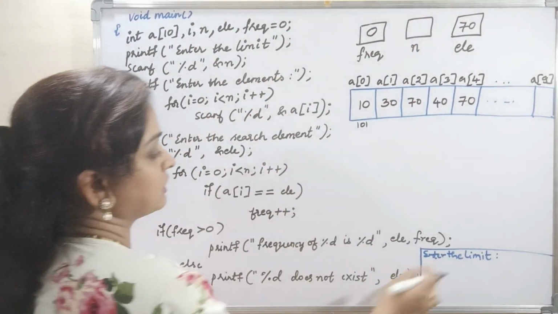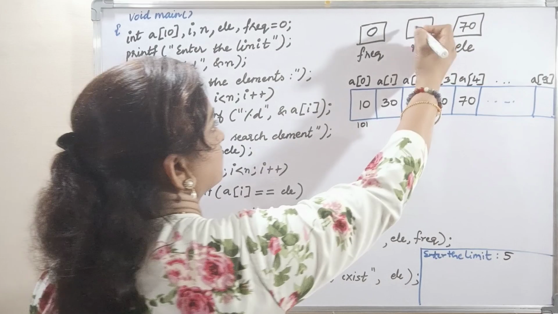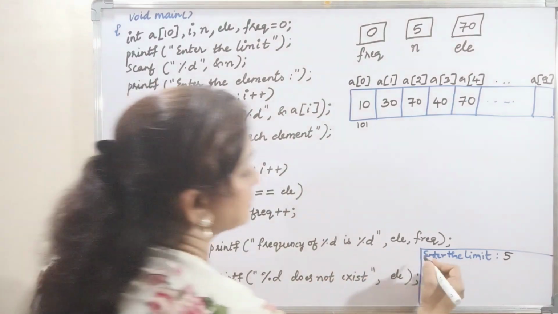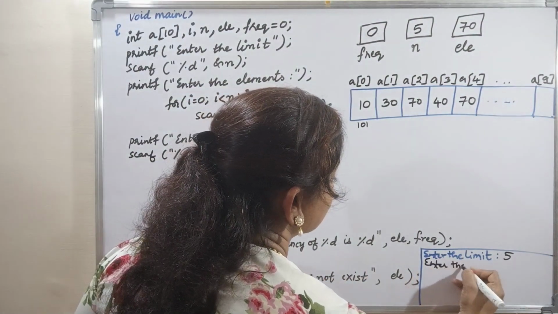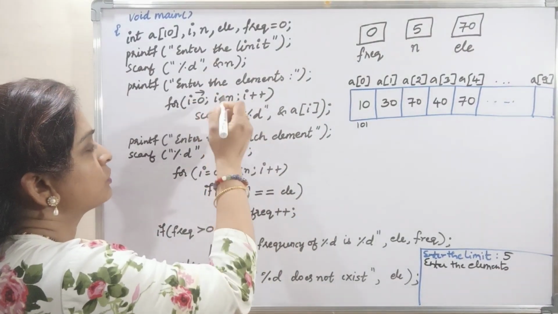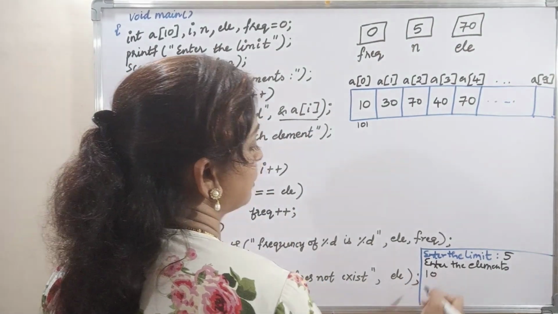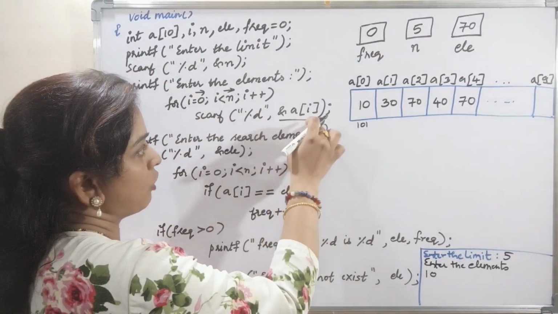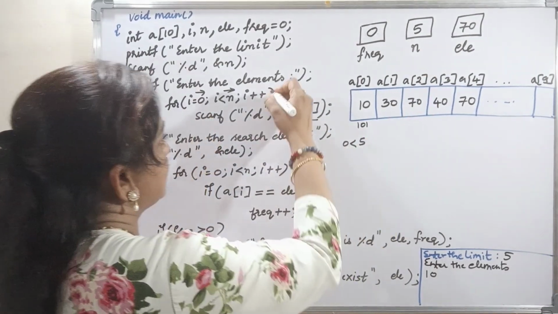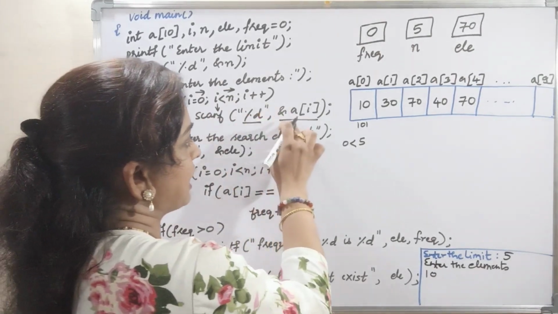Now, the first message: enter the limit. I just say I want to enter 5 elements, so I am going to accept that in n. So n is going to store the value 5. Then I say enter the elements. You all know how to accept the elements into the array. As usual, the loop starts with i equal to 0. 0 less than n, condition true, store the values. I am going to enter the first value 10 and store it at the address of a of i. 0 less than n, which is 5, yes, condition true, get inside, then accept an integer value and store it at the address of a of i.